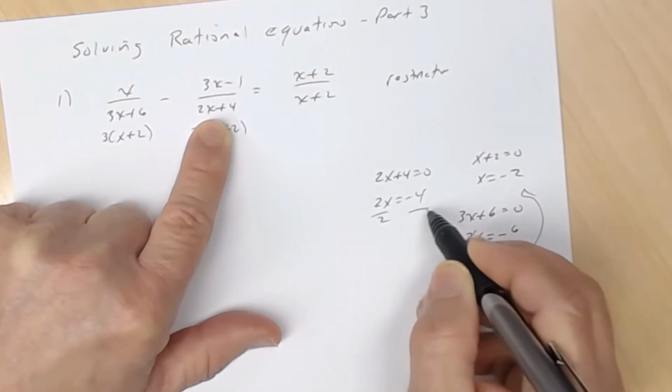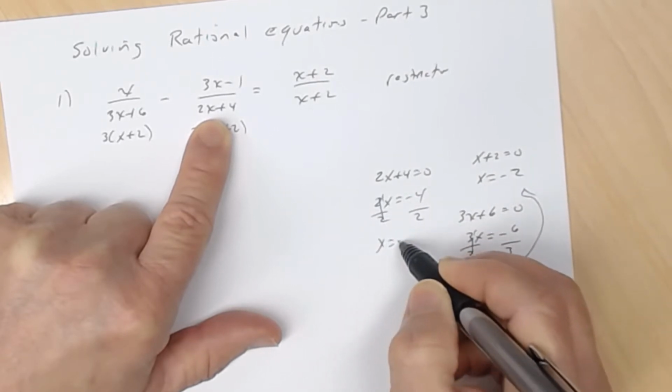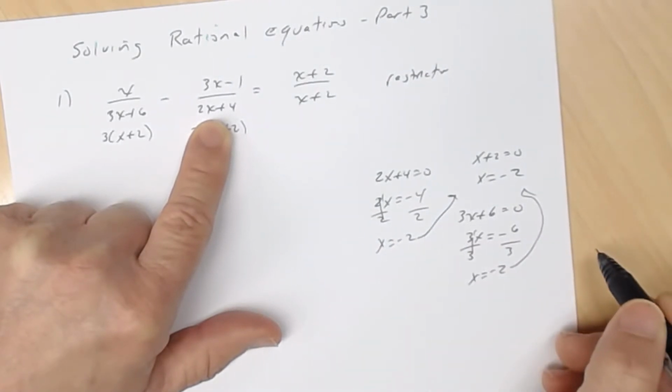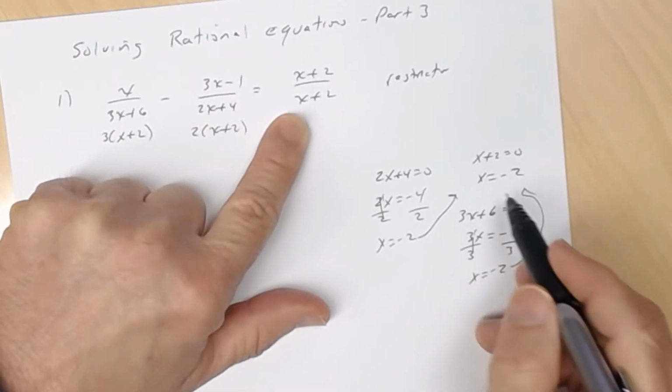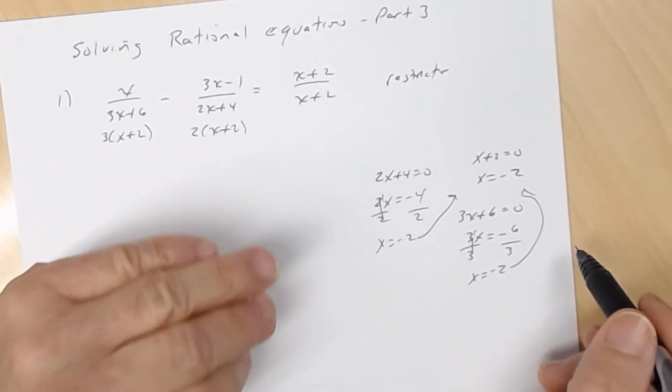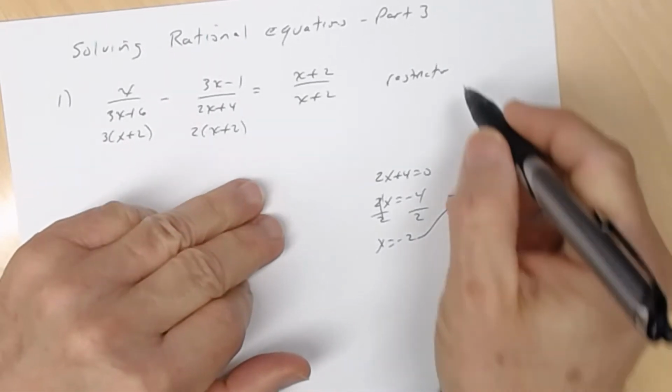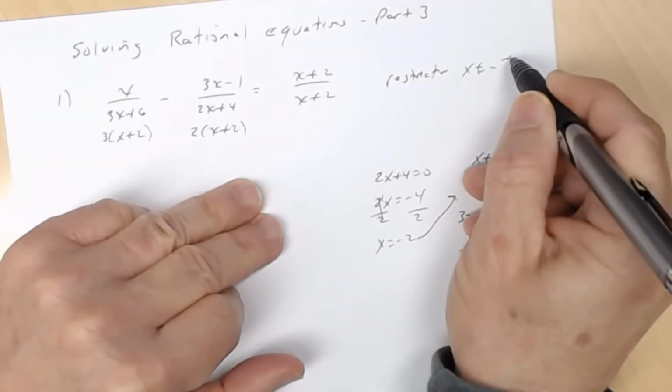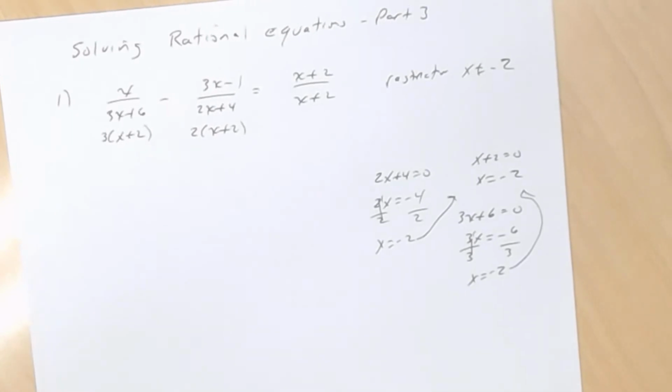And if I divide both sides by 2, I get x to be negative 2, which is what we had, right? And the same thing here we already have. So what is the only restriction? The only restriction is that x cannot equal negative 2. That's the only restriction, okay?